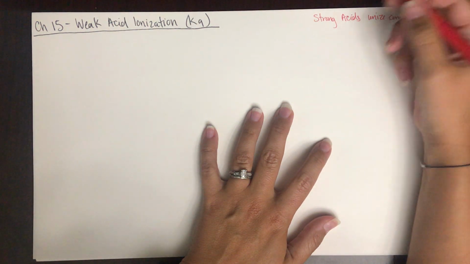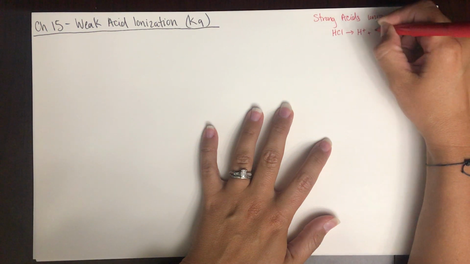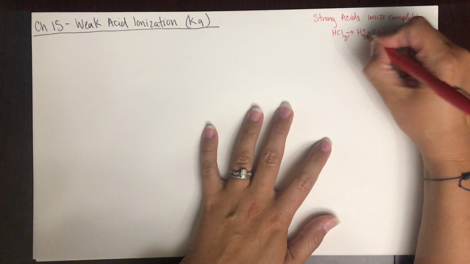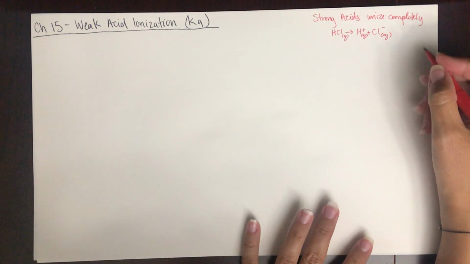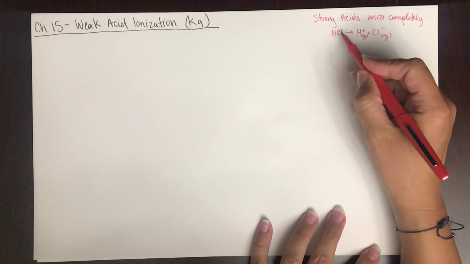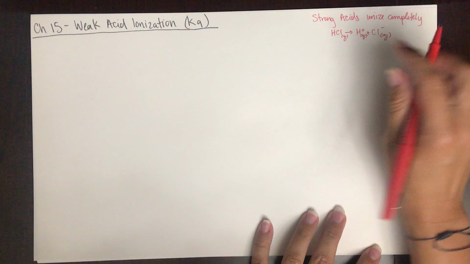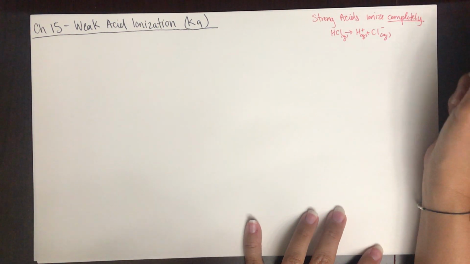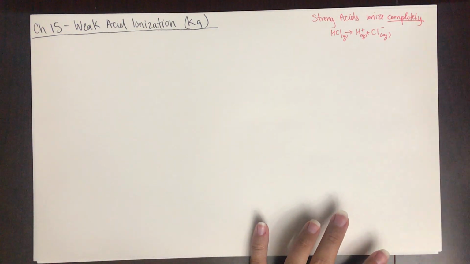So if we had a strong acid, like for example HCl, it would break apart into a hydrogen ion and a chloride ion. So that's aqueous, that's aqueous, that's aqueous. This is 100% ionization, which means there's no more HCl left after this reaction happens because all of it has broken apart. This is not in equilibrium because it ionizes completely. So there's no equilibrium chemistry for strong acids.